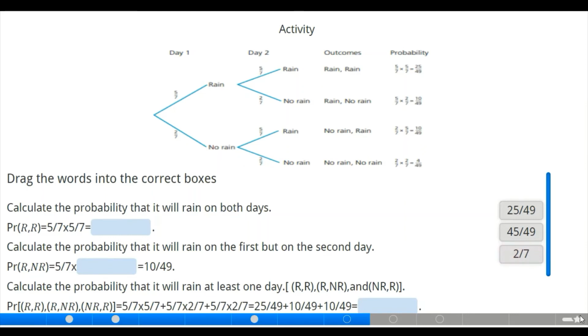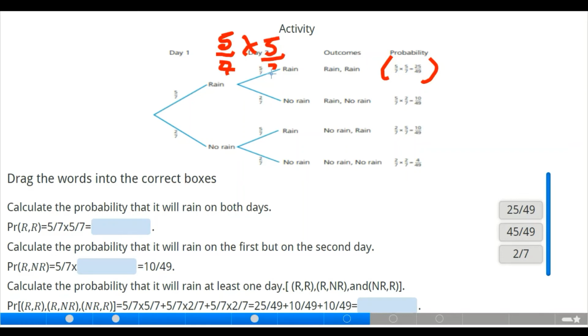Now we are to calculate the probability that it will rain in both days. Based on what we have illustrated earlier, the probability that it will rain on the first day, and it will rain on the second day, R, R, is 25 over 49. That is 5 over 7 multiplied by 5 over 7, because it's raining on the first day and it's raining on the second day. That is 25 over 49.